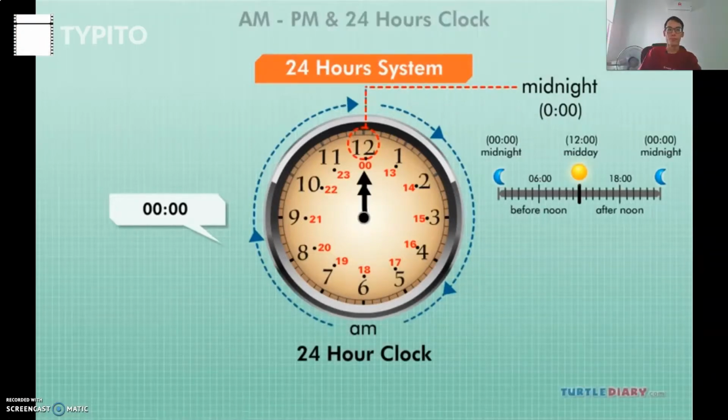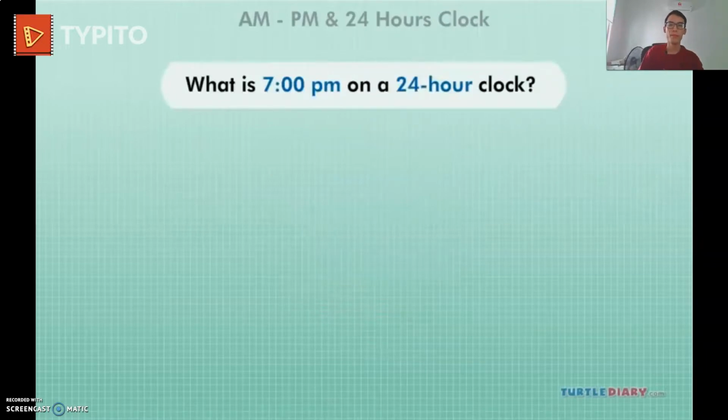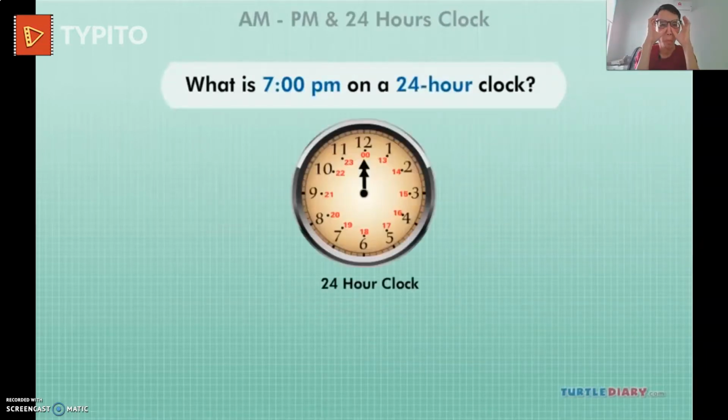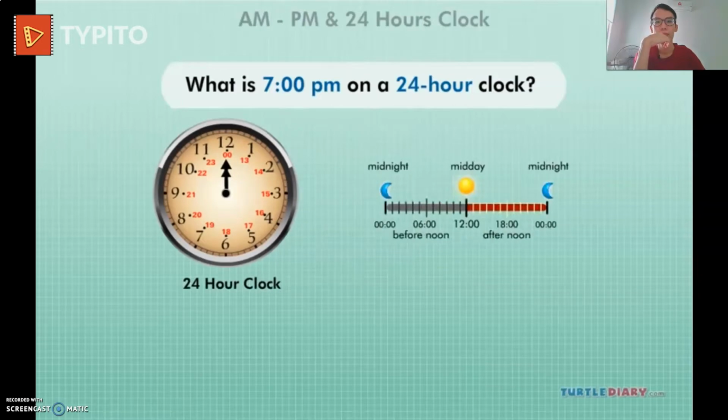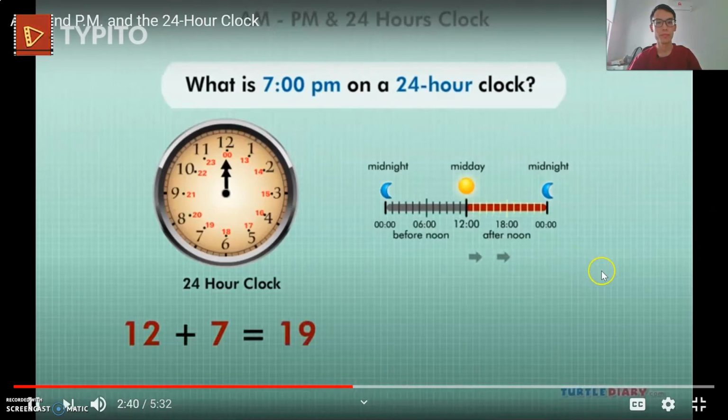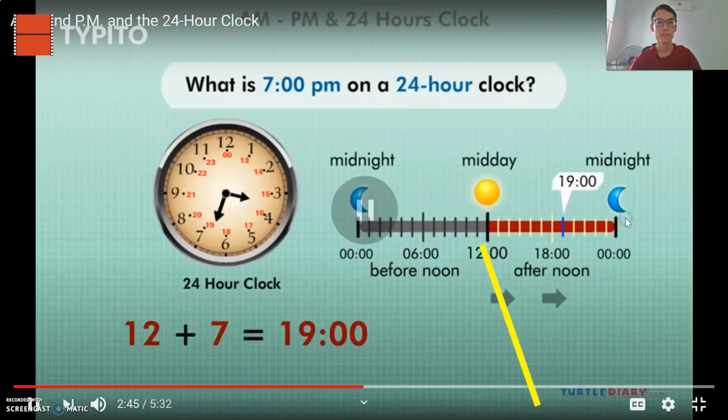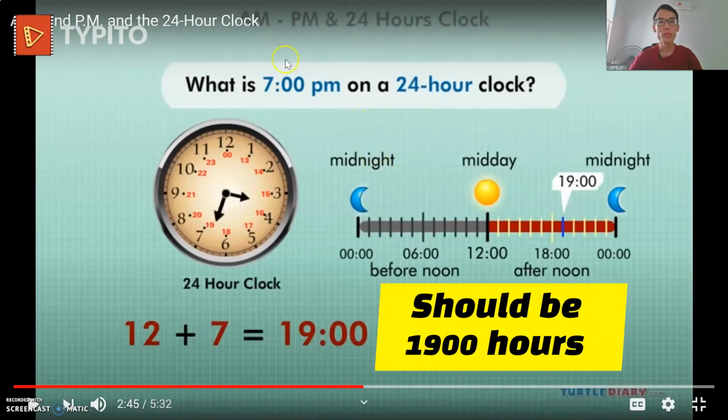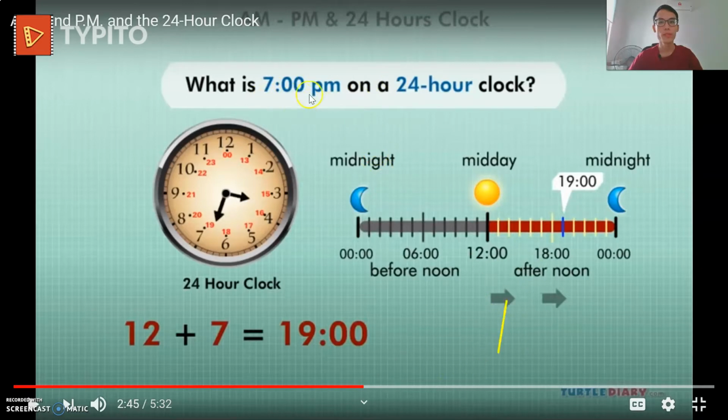Let's look at a few examples. What is 7 o'clock p.m. on a 24-hour clock? 7 o'clock p.m. is afternoon, so this is 7 hours past 12 o'clock. We can simply add 12 plus 7 equals 19. Answer, 1900.